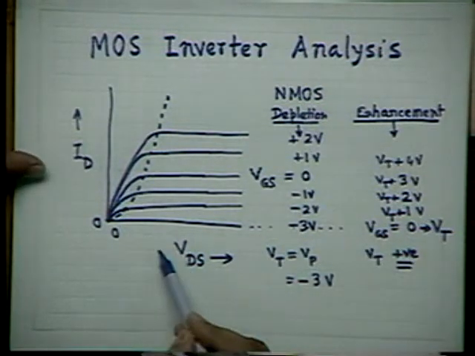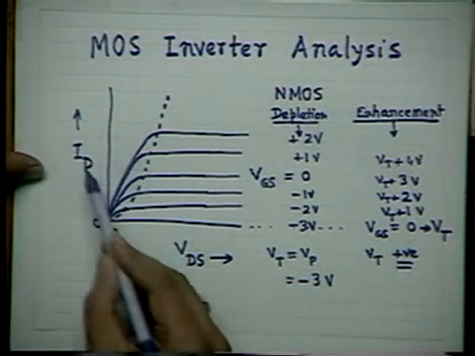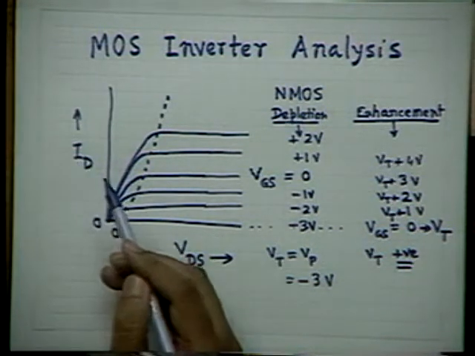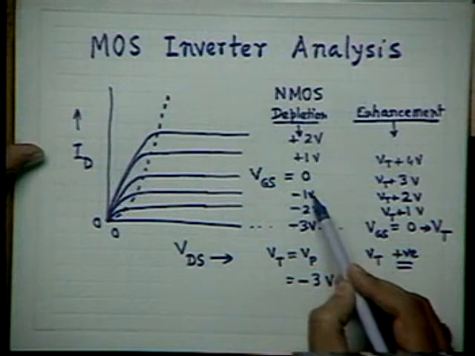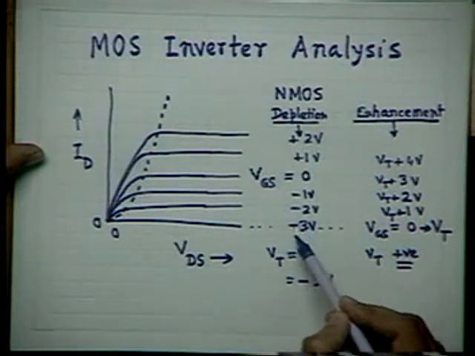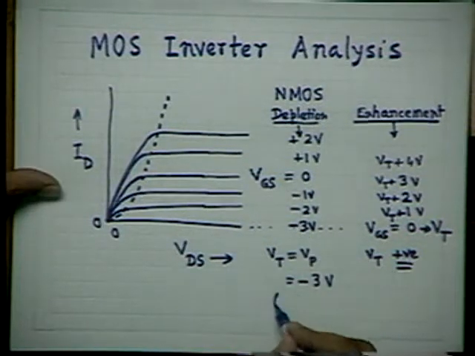And here also VDS will be negative. ID will be negative. Current will come out of the drain. VDS is negative. Actually, the polarity of the drain bias with respect to source is negative. For depletion mode, this is for 0 volt, but others plus 1, plus 2, plus typically. This is for typical. I am writing typical.